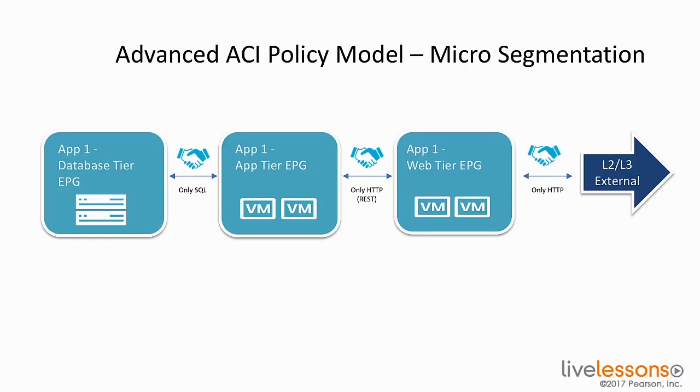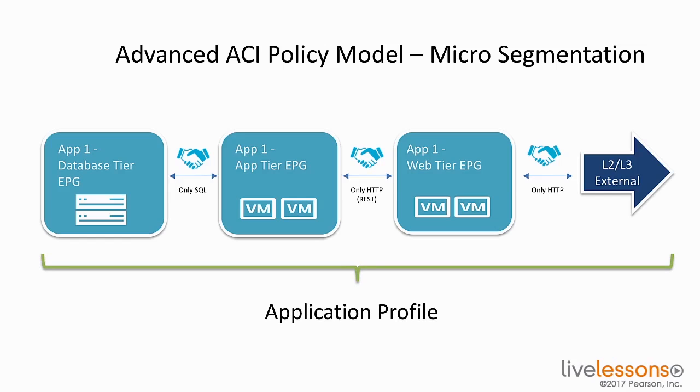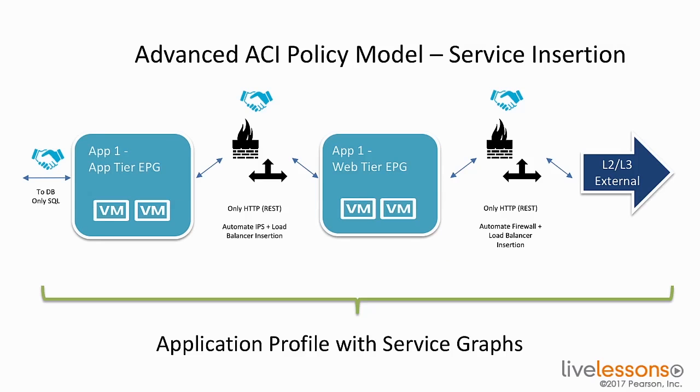And I can build security in along every hop. And this is what we typically call an application profile. The last piece of the puzzle and the final thing that we can control with our contracts is that I can actually say, once again, on a hop-by-hop basis, which layer 4 through 7 services that I want that traffic to go through.